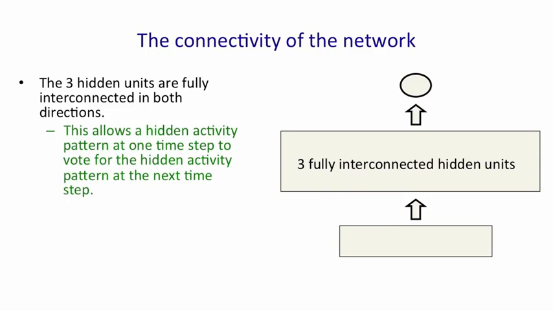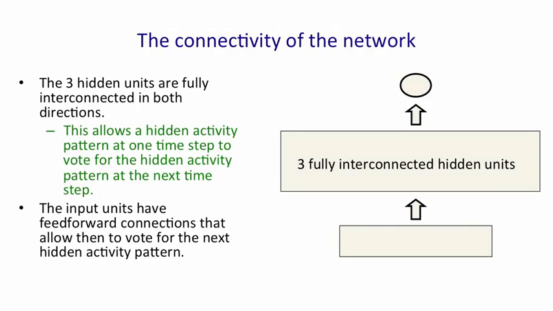The connections between hidden units allow the pattern at one time step to influence the hidden activity pattern at the next time step. The input units have feed-forward connections to the hidden units, and that's how it sees the 2 digits in a column. And similarly, the hidden units have feed-forward connections to the output unit, and that's how it produces its output.